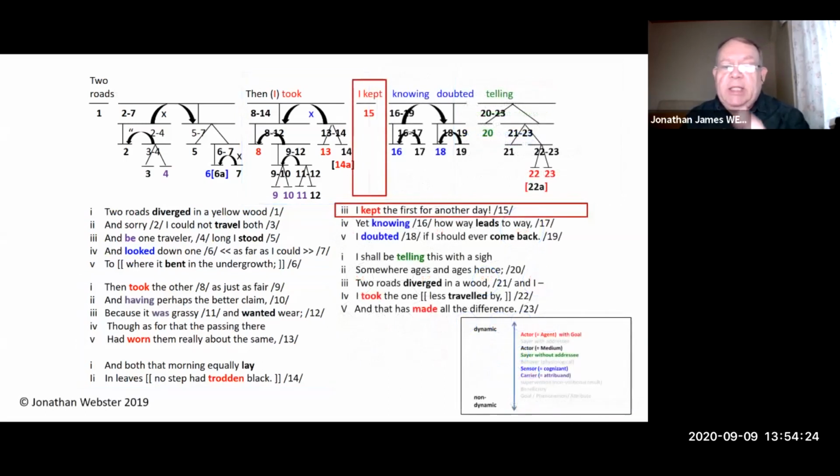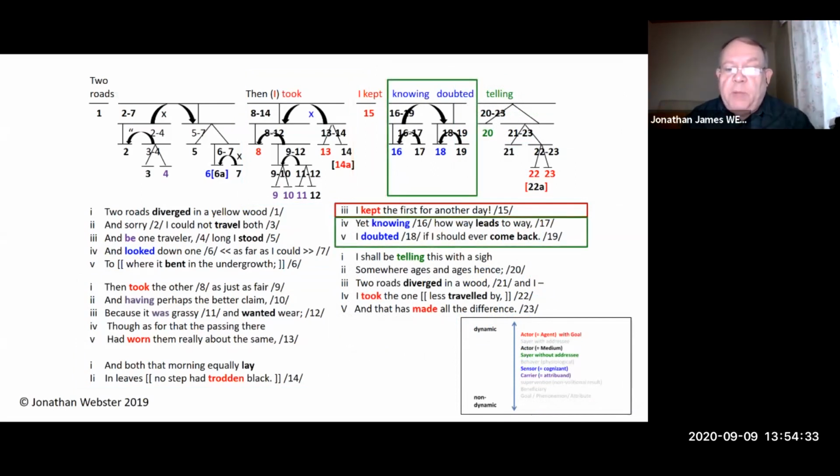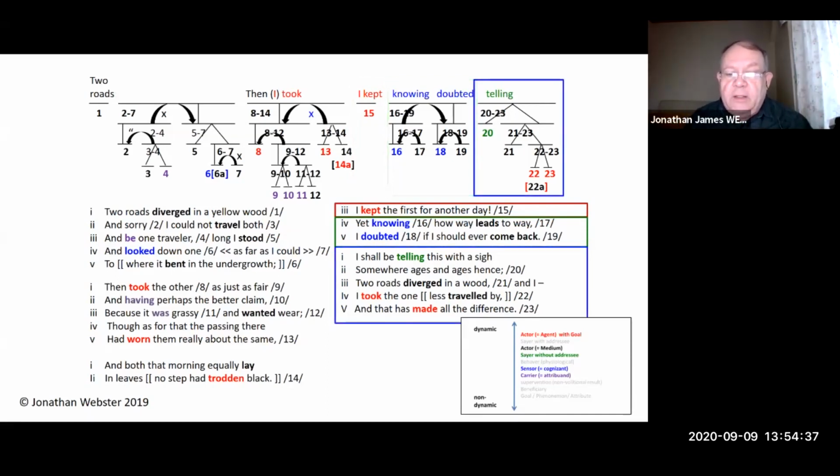Now notice that in the second half, I kept the first for another day, exclamation mark. A second part, ending in full stop. And a third part, again, one sentence, full stop. There is a symmetry, there's a balance here. Not only is it two roads, the poem itself projects this idea of symmetry, projects this idea of two halves, two roads.